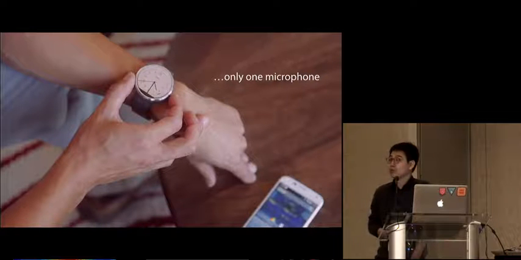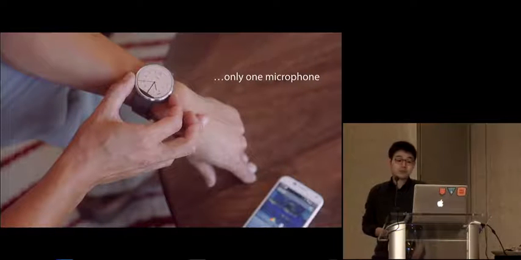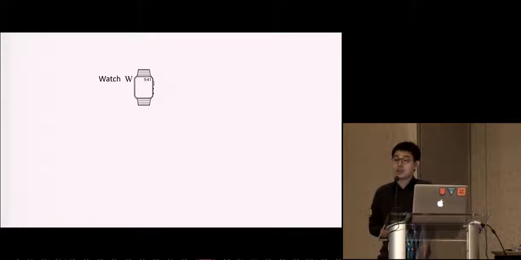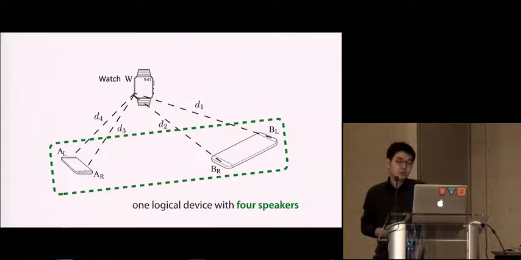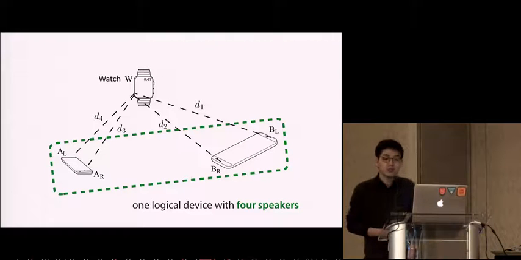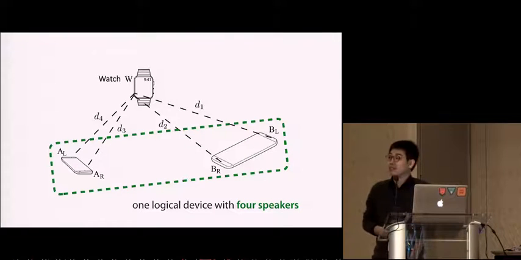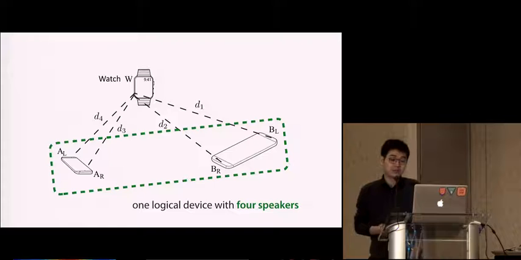For example, a watch has only one microphone. But Tracko can still work for a watch if we already have 2 Tracko devices in the environment. We can view the 2 Tracko devices as one logical, bigger device with 4 speakers, and we can apply the same method to calculate the solution.